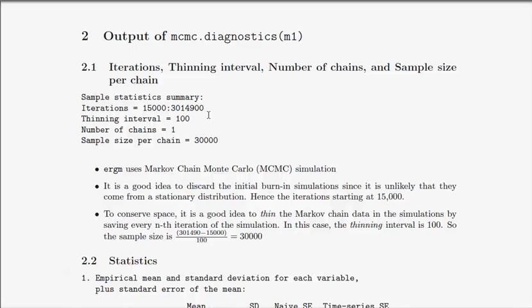The first bullet, ERGM uses Markov chain Monte Carlo simulation. It is a good idea to discard the initial burn-in. I've already talked about it, since it is unlikely that they come from a stationary distribution. Hence, the iteration starting at 15,000.